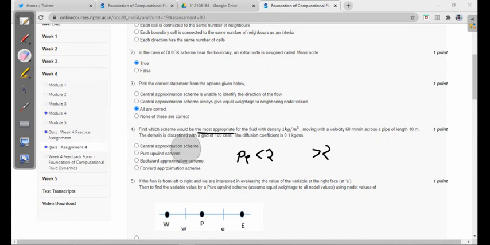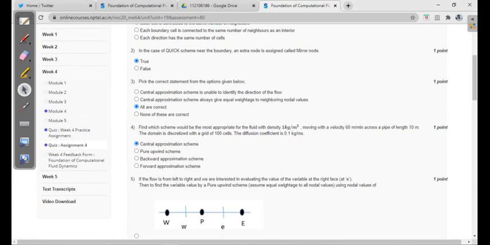So we find out the Peclet number from the given information. The Peclet number comes out equal to 1. Then the appropriate method is central approximation method. How to find out the Peclet number, we will see in question number 8. The correct answer is central approximation scheme.